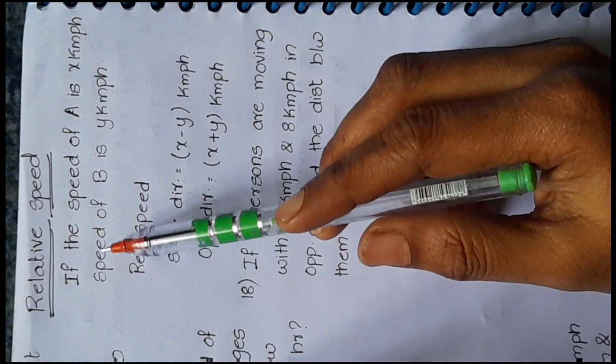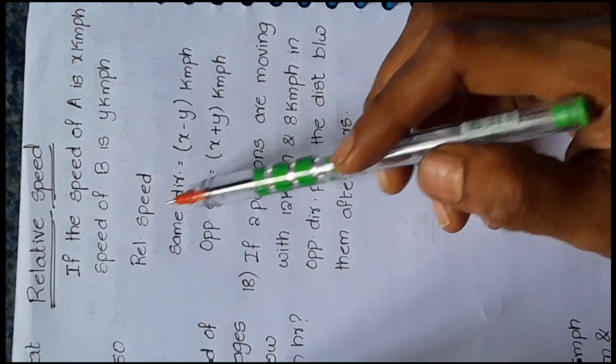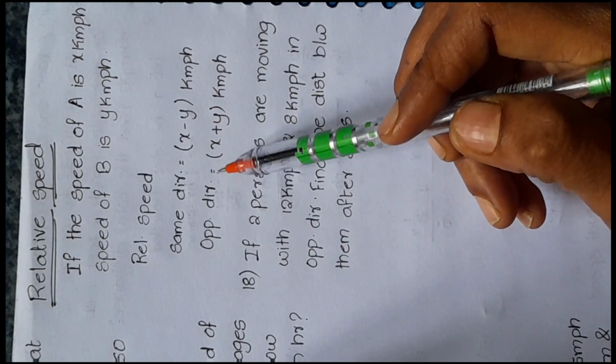Another model of relative speed. If the speed of A is x kilometers per hour and the speed of B is y kilometers per hour, the relative speed, if both are moving in the same direction, is x minus y kilometers per hour. If both are moving in the opposite direction, it is x plus y kilometers per hour.